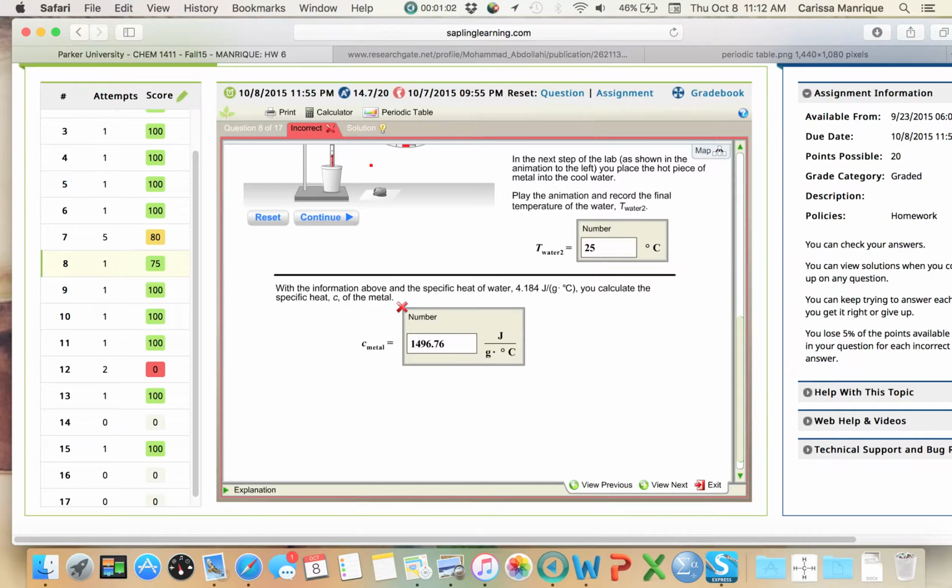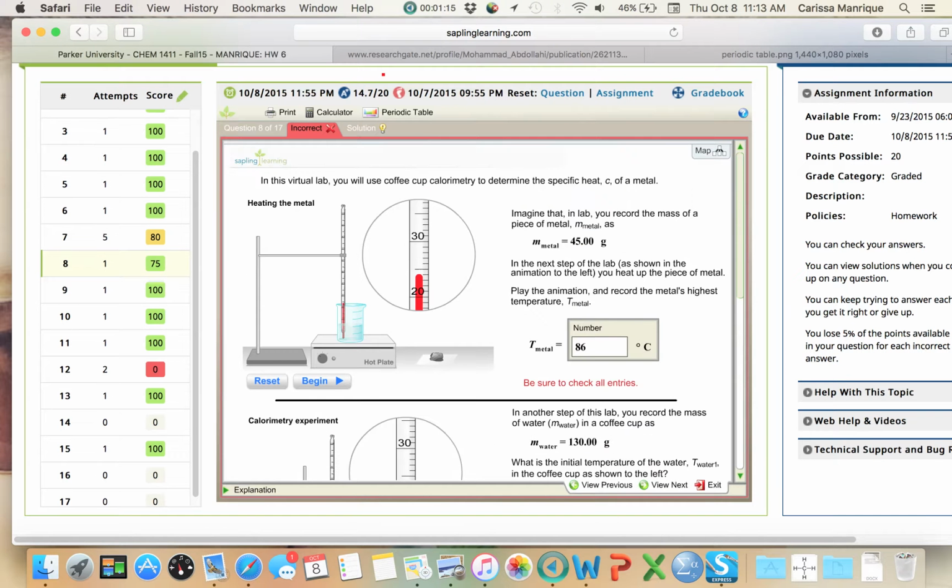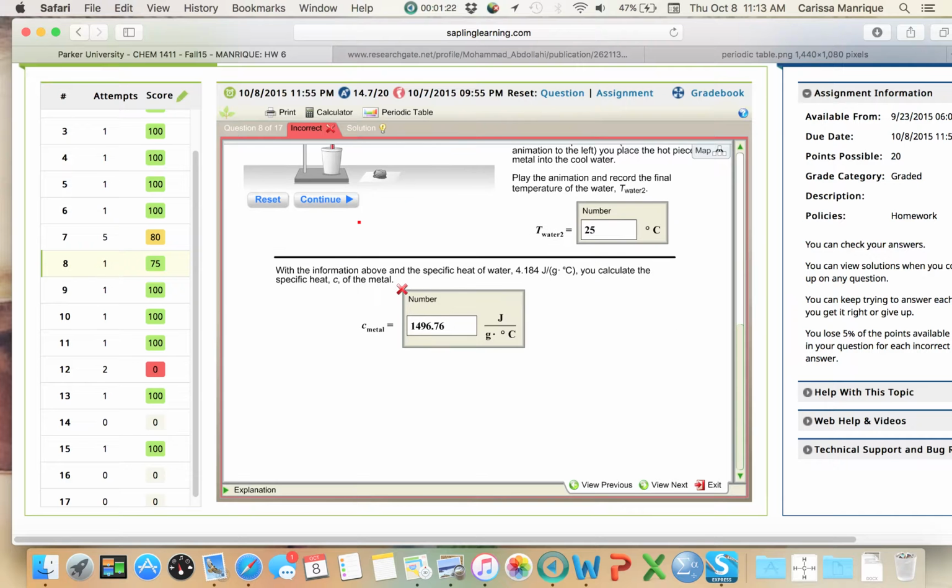Okay, and this is where she had trouble. Now she knew how much the water temperature changed and how much the water weighed. And she knew how much the temperature of the metal changed because she put metal inside of the coffee cup calorimeter. And she knew the weight of the metal. But how do you find the specific heat of the metal? Well, you use this.